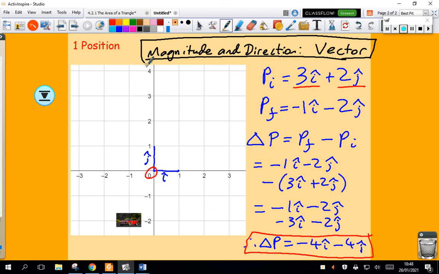Okay, so position is just telling me about the location of an object somewhere in space. By assigning a coordinate system to that space, we can describe the position mathematically in a numeric way. And that's the first thing I want to talk about.